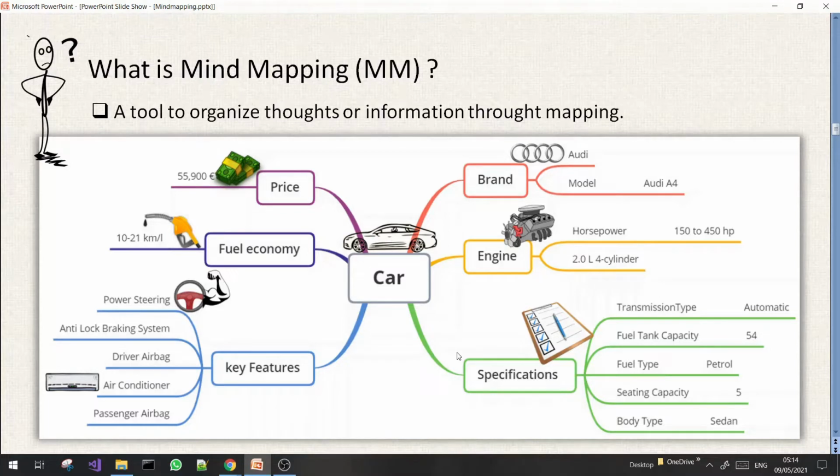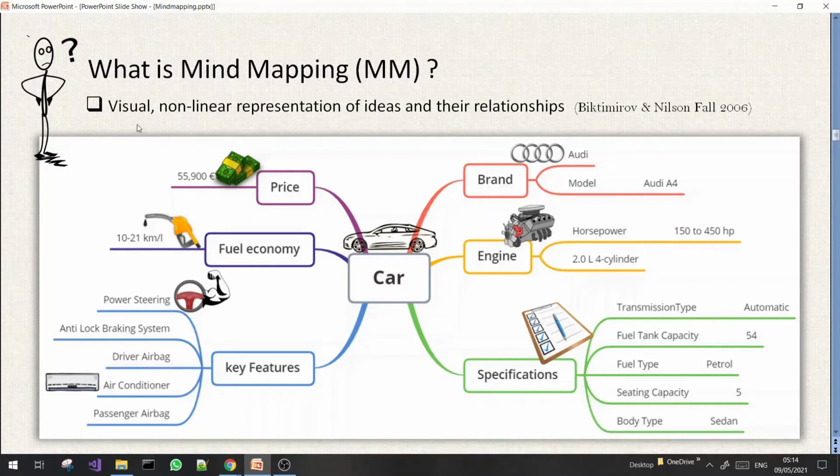Now we know what to do in mind mapping. Let's have a proper definition. It's a visual, non-linear representation of ideas and their relationships. For visualization, we add images, we add color, curved lines, and so on. For non-linear representation of data, we arrange the whole information around the main subject instead of a linear format. And for connections, we connect each piece of information with the main subject.